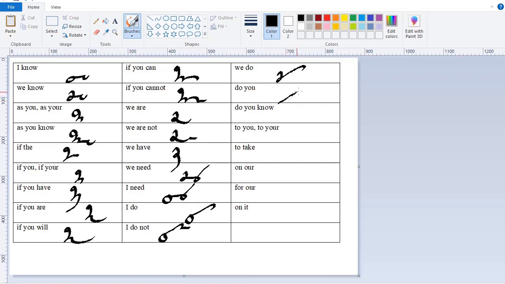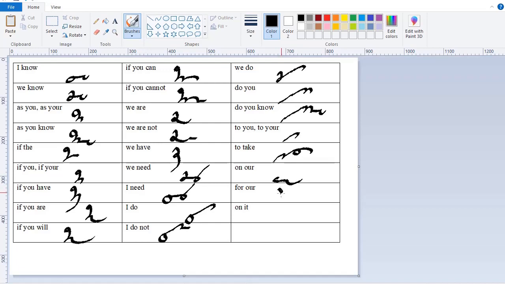Next, do you. So we have do, and then we have you. Next, do you know? We have do, and then you, and then know. Next, to you or to yours. So we have to and you. Okay, so you see the difference between T and D. It should be visible. Next, to take. So we have to and then take. Next, on yours. So we have on, and then our.